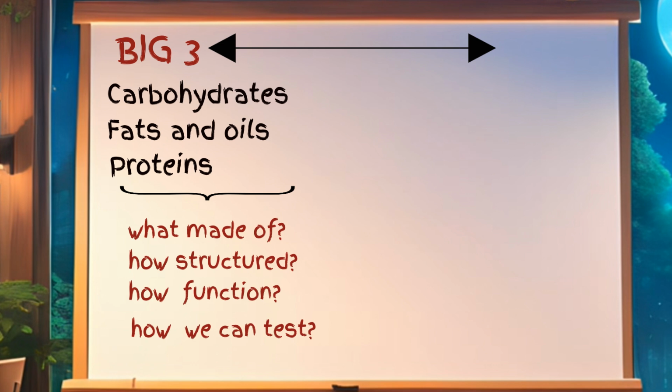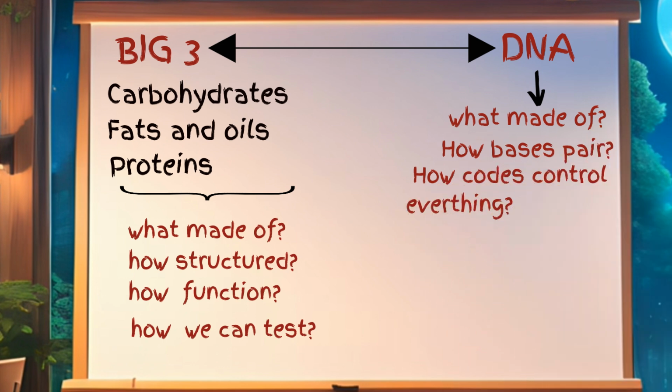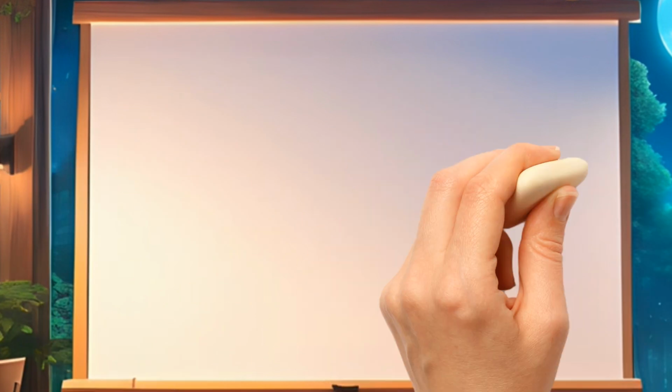Then in part 2, we'll zoom in on the most powerful molecule of all, DNA. We'll look at what it's made of, how the bases pair up, and how this code controls everything from your hair color to your enzymes. Alright, so let's get started with part 1 of this chapter.